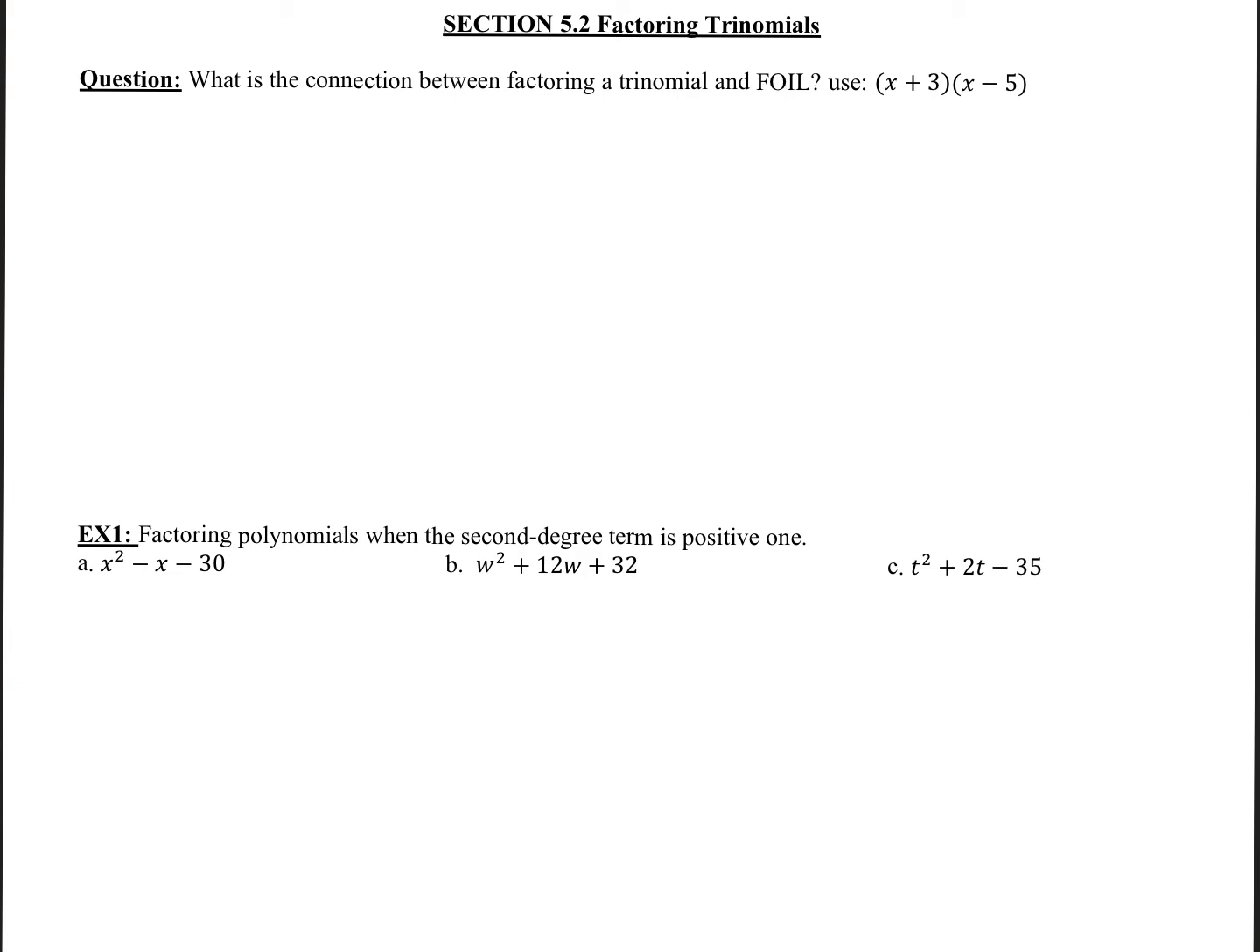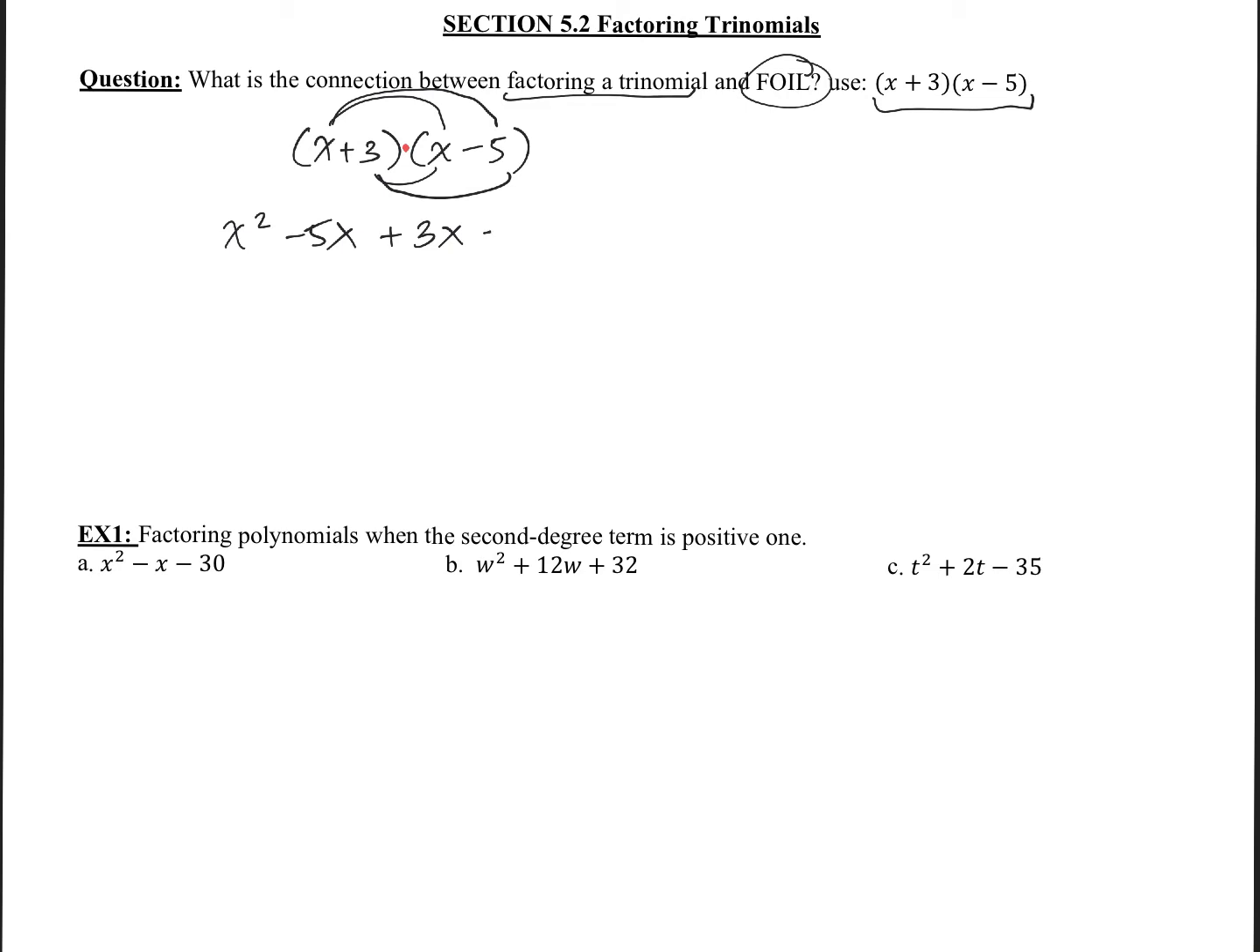So here's a question. What is the connection between factoring a trinomial and FOIL, which we learned before? Let's take a look. So let's use this example here. X plus 3 times x minus 5. We know how to FOIL this, right? To multiply it out. So right now, it's currently a multiplication problem. To FOIL, we'll go ahead and multiply the first to the first, so we'll get x squared. And then first outside, so negative 5x, inside 3x, and then the last two, negative 15.